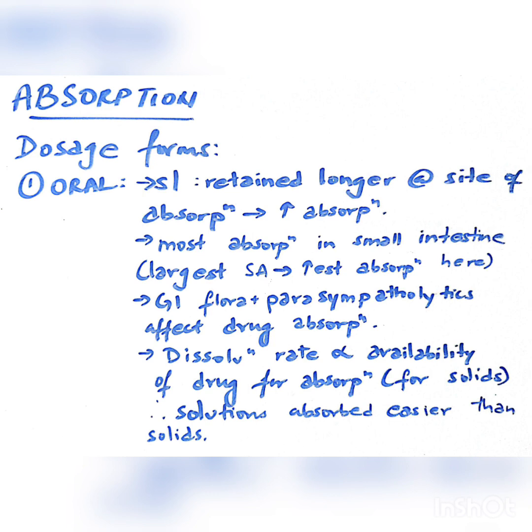Most absorption from the oral system of taking medications usually happens in the small intestine, as this usually has a larger surface area for absorption and therefore highest absorption is seen here. GI flora as well as parasympathetic drugs, which usually affect gastric emptying, can affect drug absorption in this case.